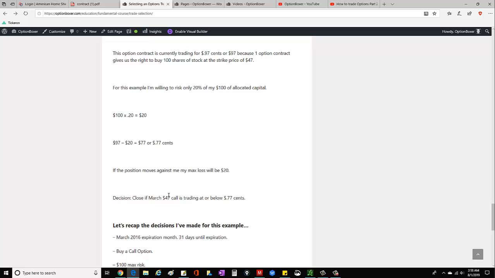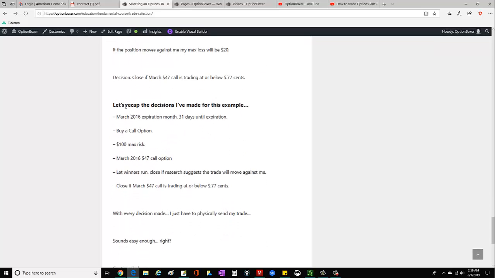You can also set an order with your broker, like we talked about with the limit and the stop loss orders or the stop limit orders. You can also set a stop limit order to trigger at, let's say, 87 cents, but you're looking to get it for 77 cents. However you set it up is up to you, but you can certainly do that and have that on the books. That way, if you're not able to stare at the computer screen as it gets down to these levels, your order's already on the books and it'll process without you having to do anything more. So the decision is to close if it falls below 77 cents.